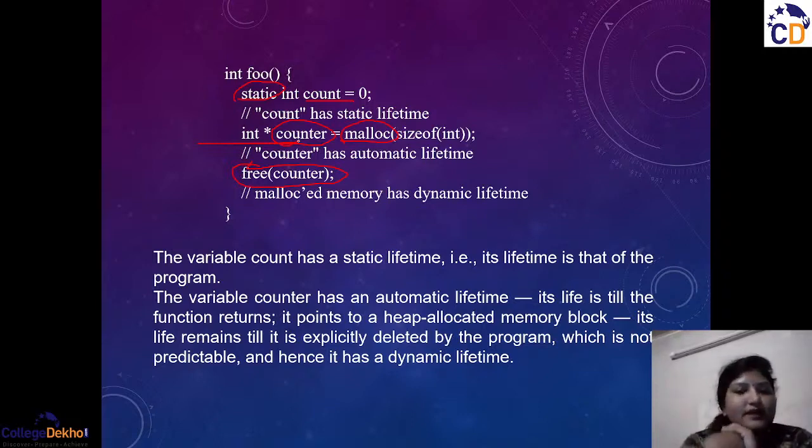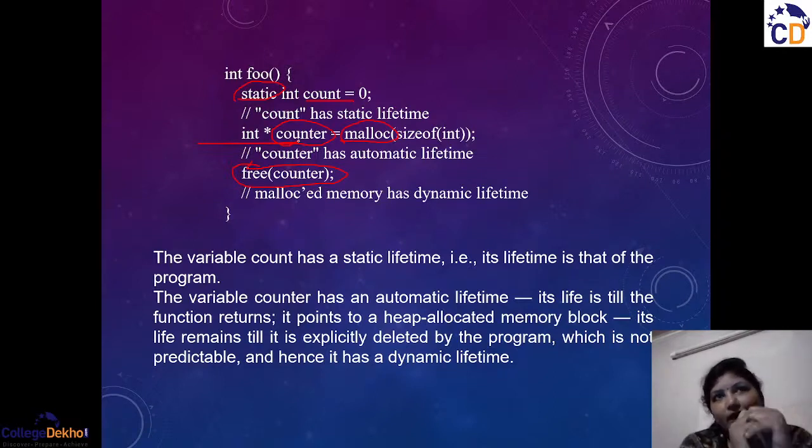The variable count has a static lifetime, that is, its lifetime is that of the program. The variable counter has an automatic lifetime. Its lifetime is till the function ends, because by default we have automatic variables only. It points to a heap allocated memory block. I will be telling you how memory is segregated into different blocks. Its lifetime remains till it is explicitly deleted by the program.